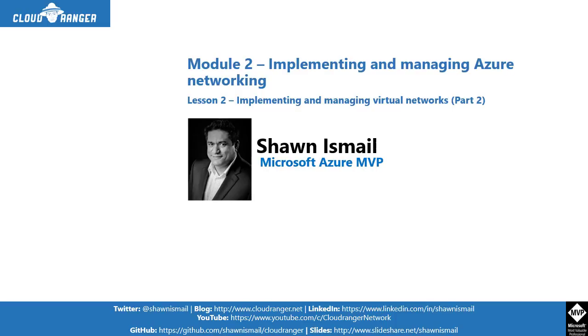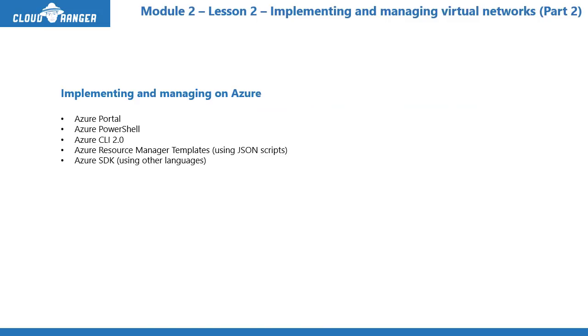In the previous lesson, part one, we talked about how to implement and manage virtual networks using the Azure portal. We're going to follow the same example, but this time we are going to do this in Azure PowerShell and Azure CLI. In one of the previous modules, I talked about different ways you can interact with Azure, and this is just a brief review.